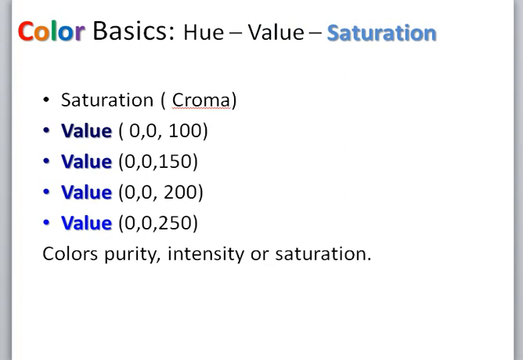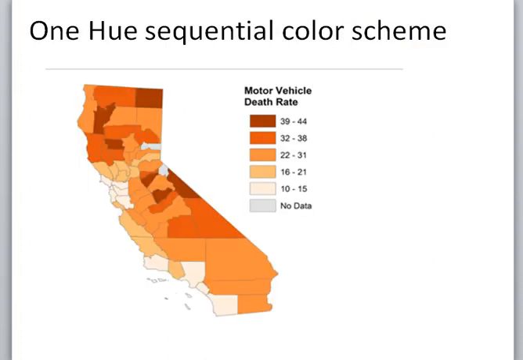When we're talking about saturation, I took the word value, some books or texts will call that the chroma, but the saturation is kind of the intensity or the purity. So if we look at a choropleth map, here is one with one hue, but it has different saturations of color as you move from the high motor vehicle accident rate down to the low motor vehicle accident rate.